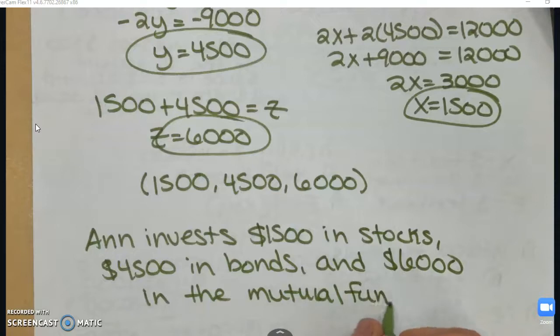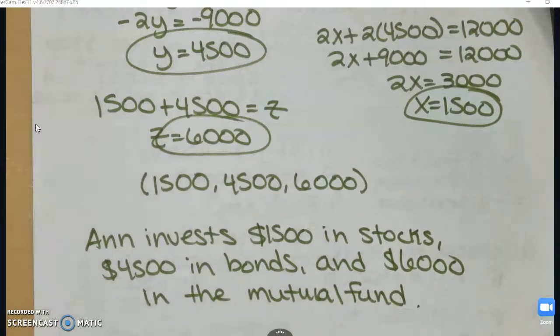So on your homework, what I'm going to be looking for is that you've defined your variables, written your equations, and then after you're solving and getting your ordered triple, you're writing a complete sentence explaining what those values mean in the context of the variables that you defined at the very beginning.